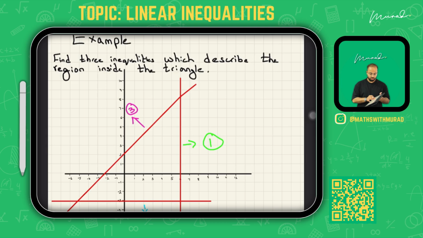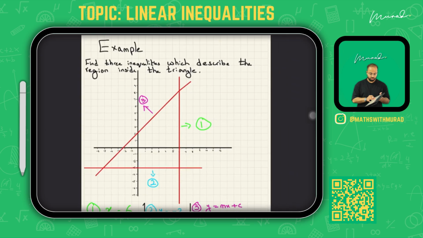In this example, there is one new thing which is related to the equations also. The example is: find three inequalities which describe the region inside the triangle. Okay, the region which is inside the triangle. So this is a triangle, these are the lines, and this is the region which is inside the triangle over here. So I need to find three inequalities. So what do I have to do? First, I need to find the equations of these three lines.